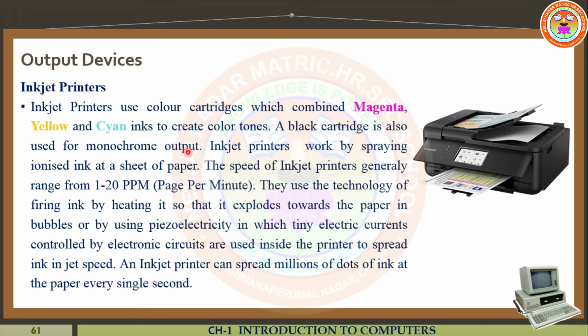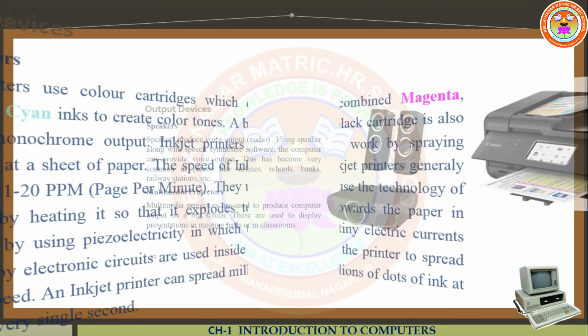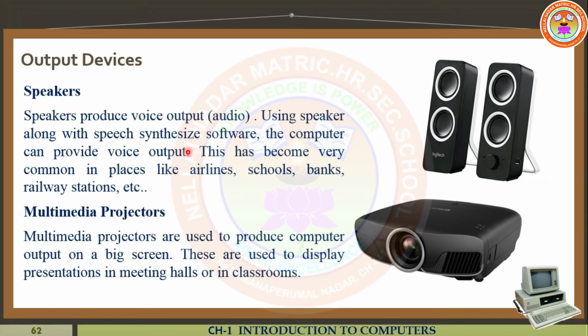So an inkjet printer can spread millions of dots of ink at the paper for each and every single second. This is the way inkjet printers print the information. So that's all about the printer devices.